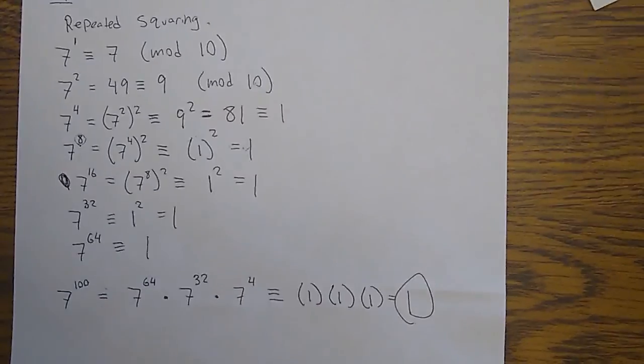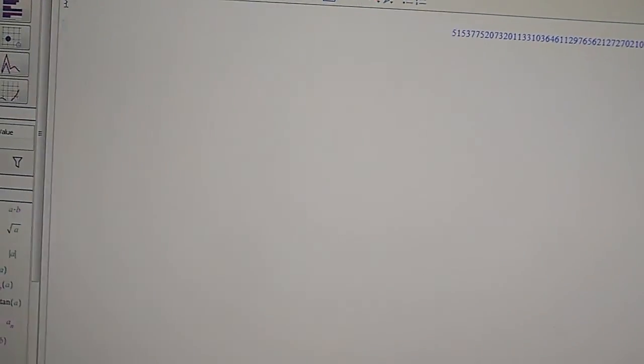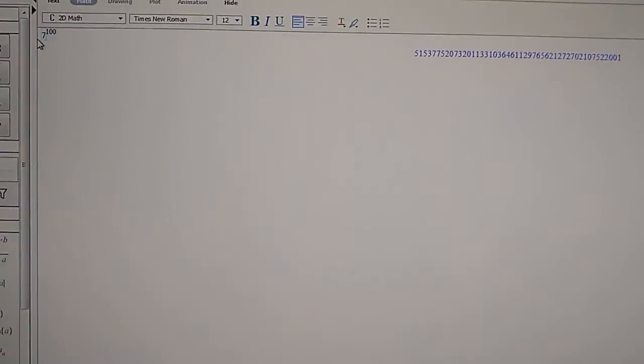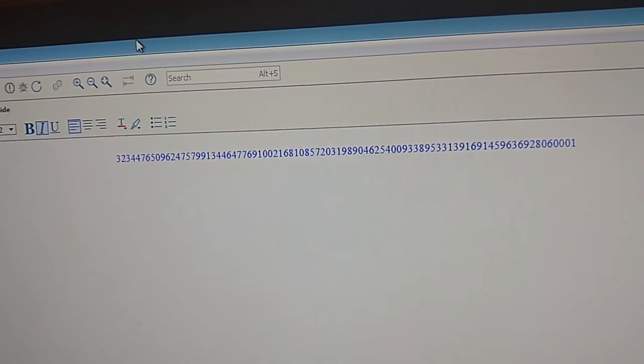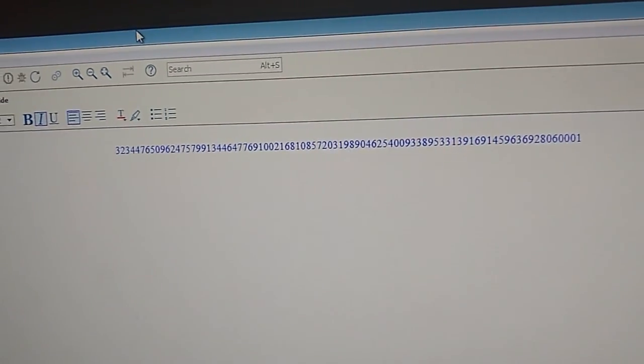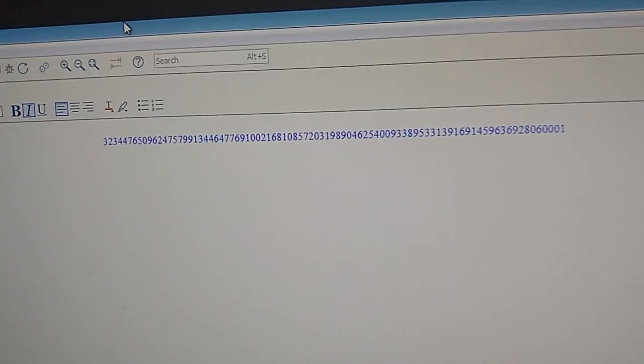let's check, can Maple do this? So Maple can do 3 to the 100th. Can Maple do 7 to the 100th? Yeah, it can. So there's that number. It is indeed extremely huge. And the last digit is a 1. So there we are.